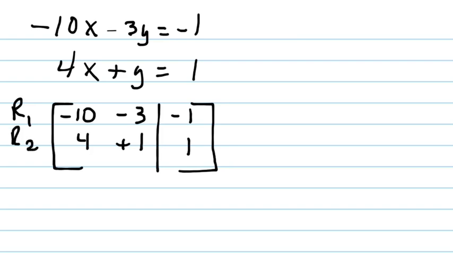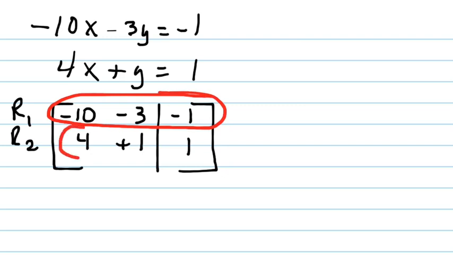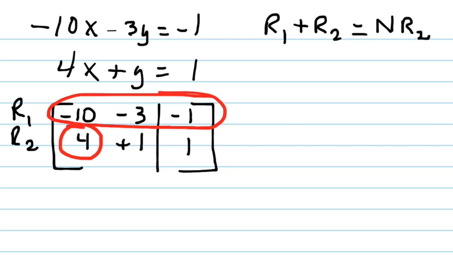So we've got row 1 and row 2, right? So remember, our first thing is we're going to be using row 1 to eliminate right there, that 4. Okay? Now, in an ideal world, that negative 10 would have been a 1. But guess what? The real world is not an ideal world, so it's just not going to happen always. So what we're going to do is take row 1 plus row 2, and that's going to give us what we're going to call new row 2.